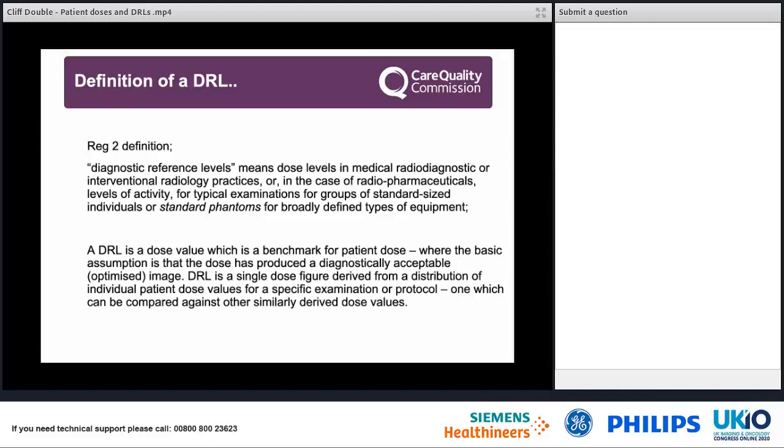As well as that definition, though, I have, if you like, my own working definition. I'll read it out. A DRL is a dose value which is a benchmark for patient dose, where the basic assumption is that the dose has produced a diagnostically acceptable or optimized image, and the DRL is a single dose figure derived from that distribution of individual patient doses for a specific examination or protocol, one which can be compared against other similarly derived dose values. It's a tool for optimization and a benchmark to allow comparison with others.